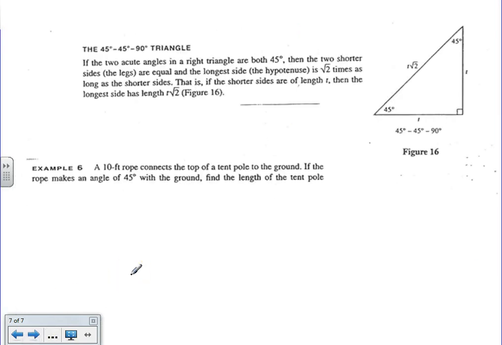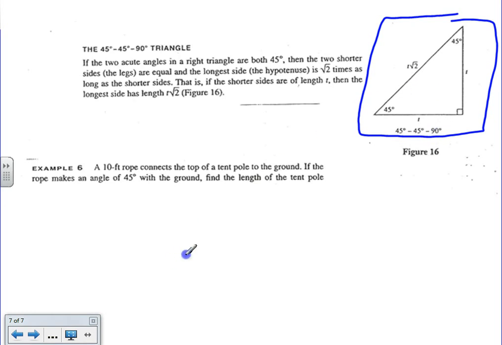A 45-45-90 triangle has its own pattern, and this one was a little easier to remember because it's an isosceles triangle. So the two legs are going to be the same measurement, and then the hypotenuse is whatever the leg is times the square root of 2.